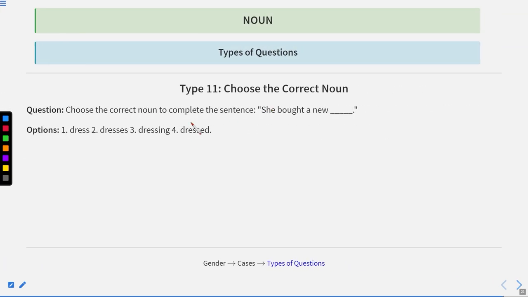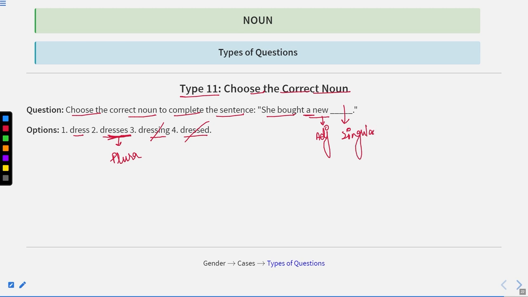Now let us move to another type of question, that is type 11. Choose the correct noun to complete the sentence. She bought a new blank. Now, a means 1. The options are dress, dresses, dressing, or dressed. Dressing and dressed cannot come because these are not nouns, first of all, and new is an adjective which can only qualify a noun. Dresses is plural, but we need a singular noun over here.